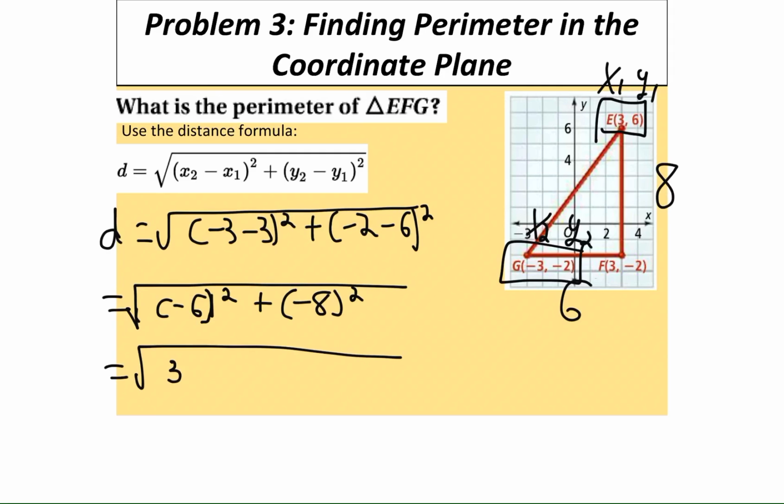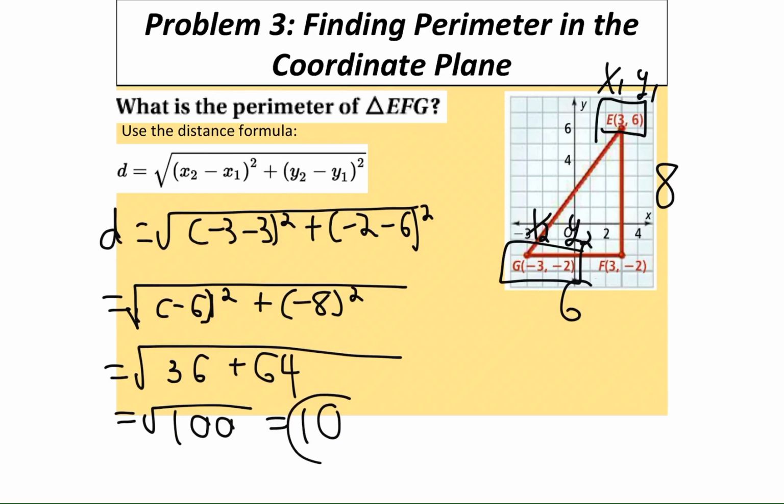-6 squared is a positive 36. -8 squared is a positive 64. 36 plus 64 is 100. And 100 is a perfect square. The square root of 100 is 10. So that last side length is 10.